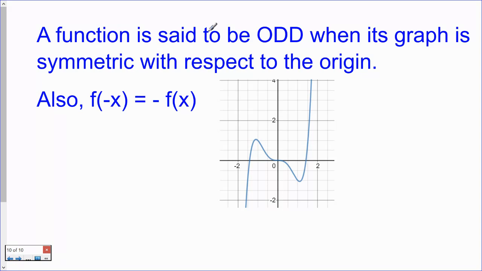A function is said to be odd when its graph is symmetric with respect to the origin. So basically, I think of it as following along two different things. If I reflect this over my y-axis and then reflect it over my x-axis, so I take this, reflect it over here, then reflect it downwards over my x-axis, and that matches up perfectly, then that has symmetry with respect to the origin. And the other property here is f of -x equals negative f of x. That's just something to know with regards to symmetry.